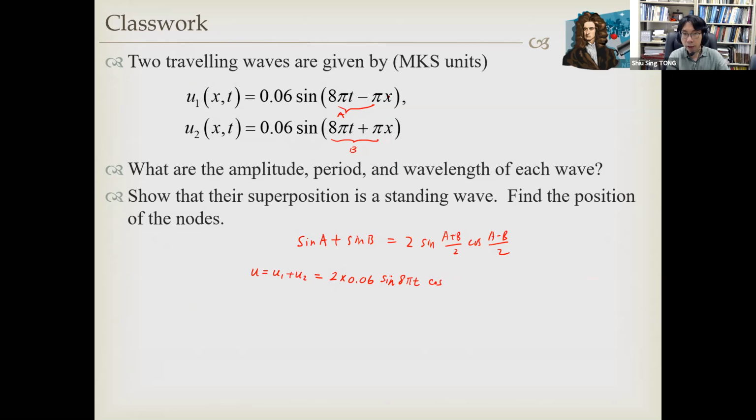For the cosine factor, we have this A minus B. So the 8 pi t has gone. The minus pi t minus 2 pi t divided by 2. So it's minus pi t. But the cosine factor does not matter for the minus sign. So I have a pi t here, pi x here. Okay. So this is a standing wave pattern. Oh, sorry, I read it wrong.